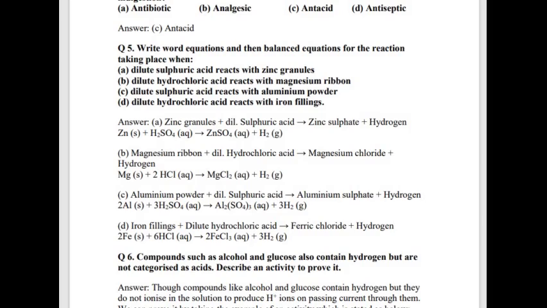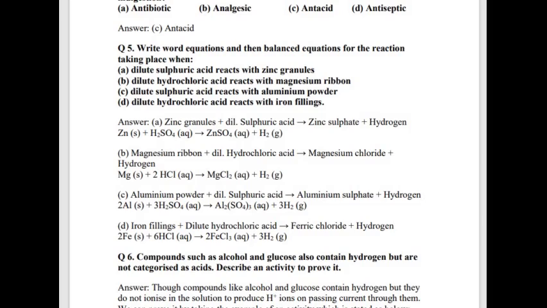Now coming to the second option, which is dilute hydrochloric acid reacts with magnesium ribbon, right? So basically magnesium chloride and hydrogen gas will be evolved, and for this 1 mole of magnesium will react with 2 moles of HCl and they both will form 1 mole of magnesium chloride along with 1 mole of hydrogen gas.